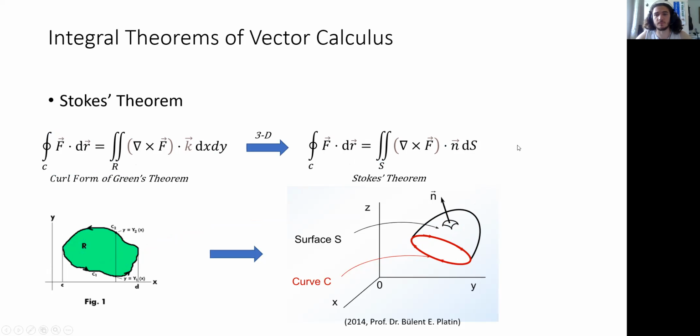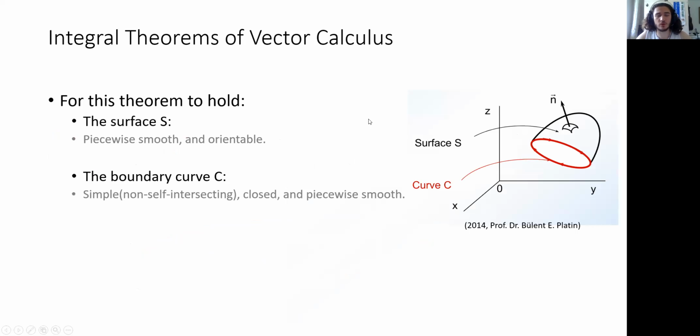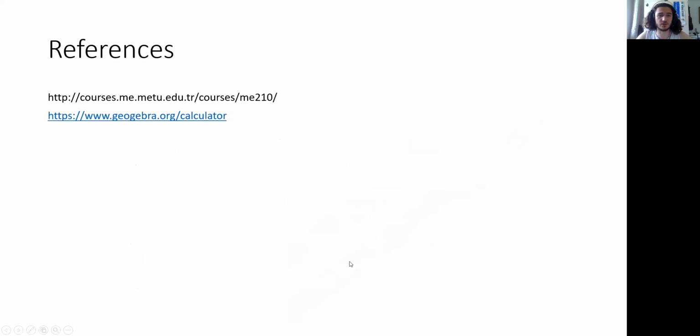Again, we have some restrictions. For this theorem to hold, the surface S should be piecewise smooth and orientable. The boundary curve C should be simple, non-self-intersecting, closed, and piecewise smooth. So these are the restrictions.